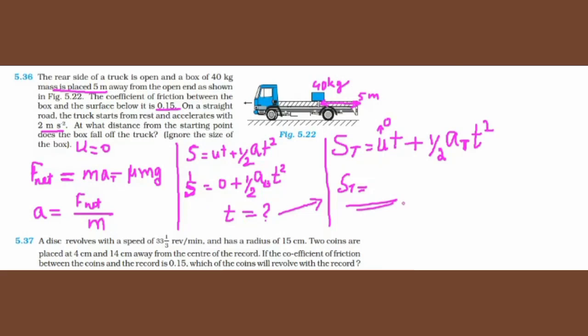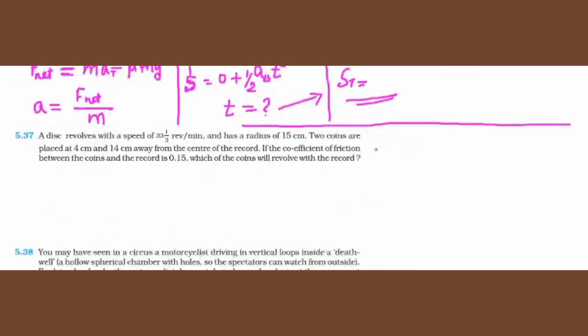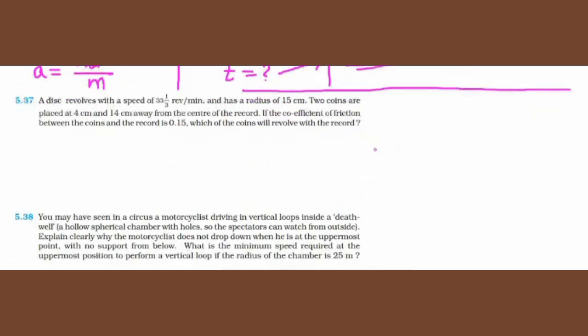Okay, so that's about question 36. Now come to question 37. A disk revolves with a speed 33 1 by 3 revolutions per minute and has a radius of 15 centimeter. 2 coins are placed at 4 centimeter and 14 centimeter away from the center of the record. The coefficient of friction between the coins and the record is 0.15. Which of the coins will revolve with the record?